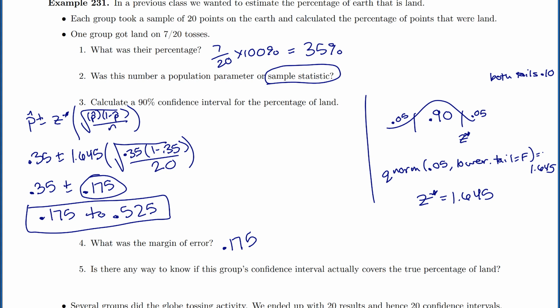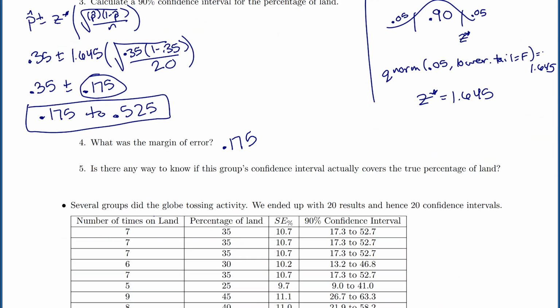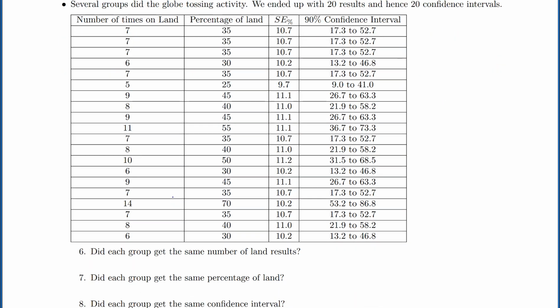Now, is there any way to know if this group's confidence interval actually covers the true percentage of land? So to answer that question, let's do some more background theory. In this class, I had several groups that did the globe tossing activity. We ended up with 20 different results, and we have 20 different confidence intervals. And it's just a coincidence the sample size was also 20. I apologize for that. So here's the number of times that they got land.